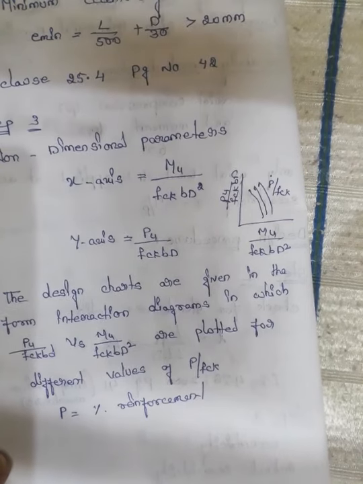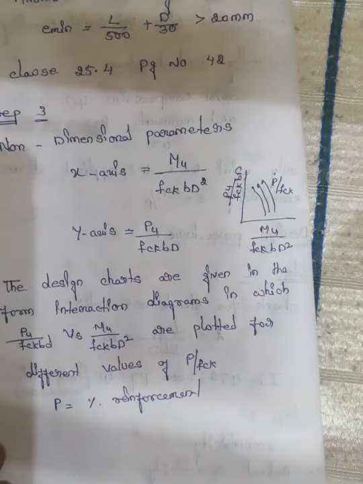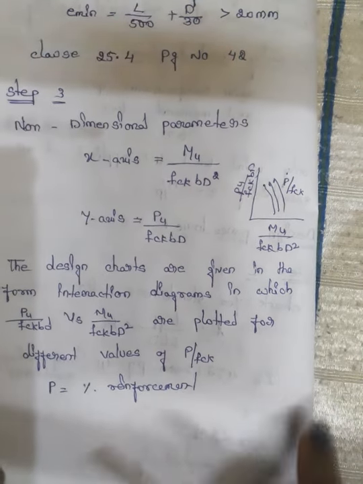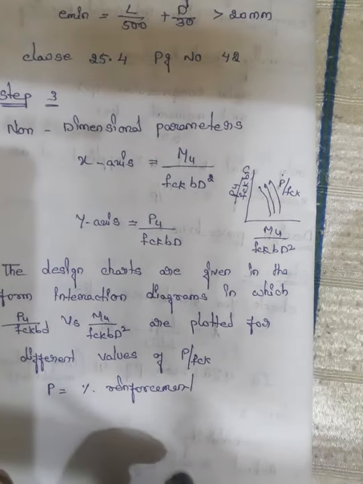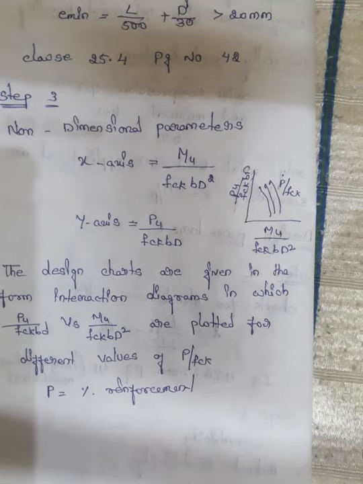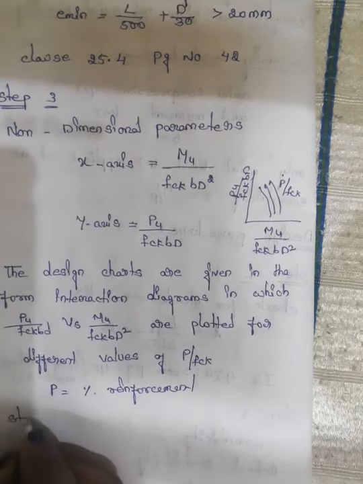These SP16 charts are for designing rectangular sections having reinforcement on two sides, which you can find in charts 27 to 28, and for reinforcement on four sides, that is charts 39 to 50. If you see the SP16 code book, you will understand it very well. After finding this, we need to find the longitudinal reinforcement, the next step.